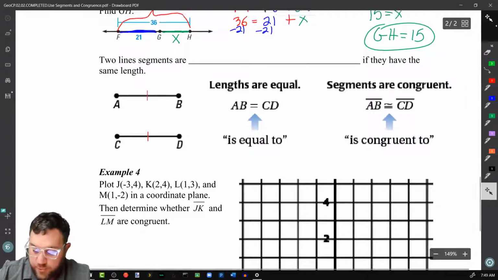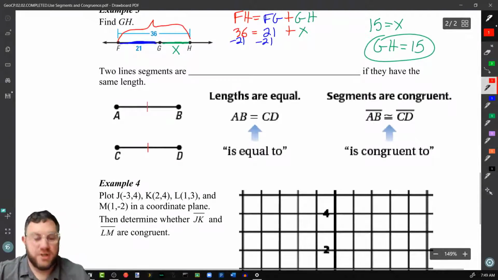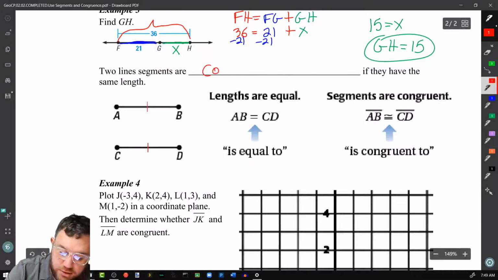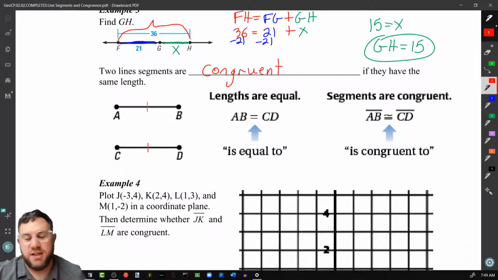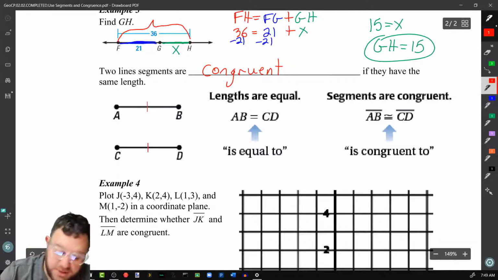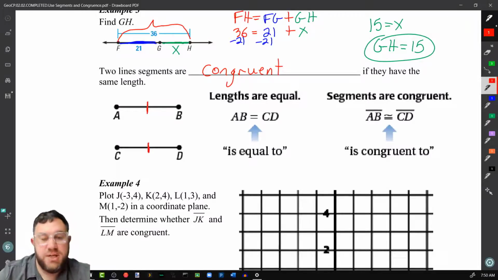All right, now, a very important concept in geometry is congruence. Two line segments are congruent if they have the same length. So if the length is the same, then the line segments are congruent. If we have pictures and we want to mark that, we use little hash marks. So this tells us AB and CD are congruent.